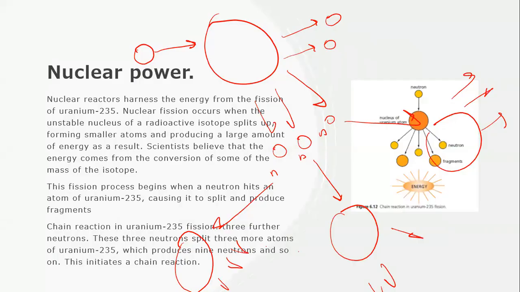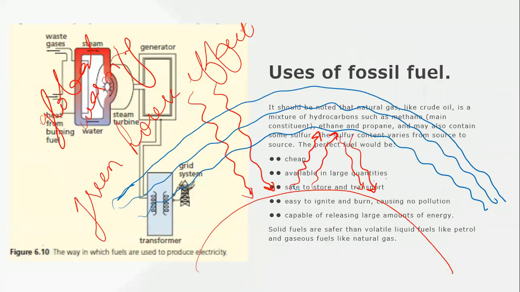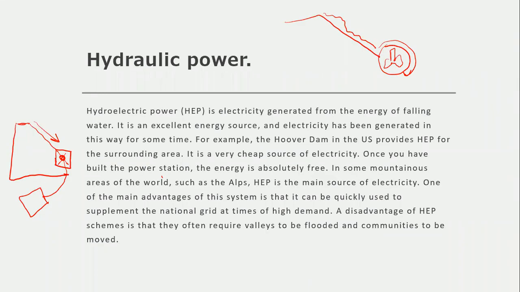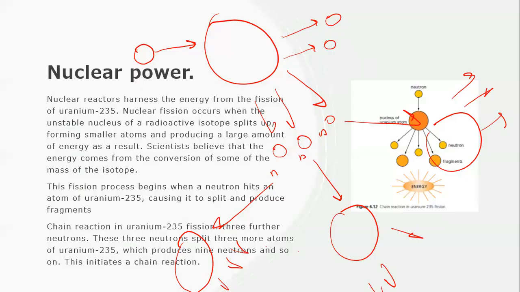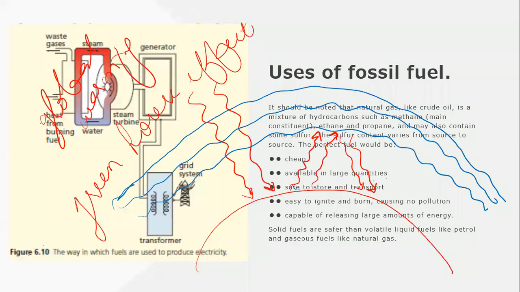When we talk about hydraulic power, it is cheap? Making the dam is costly. That is correct. Making the dam is costly, but once the dam has been made, it is cheap because you don't need anything, you just need water. Making the initial hydraulic power station is expensive. But once it is made, it is cheap because you don't need to add any fossil fuel, you don't need to add anything to it. It is just going to keep on working.